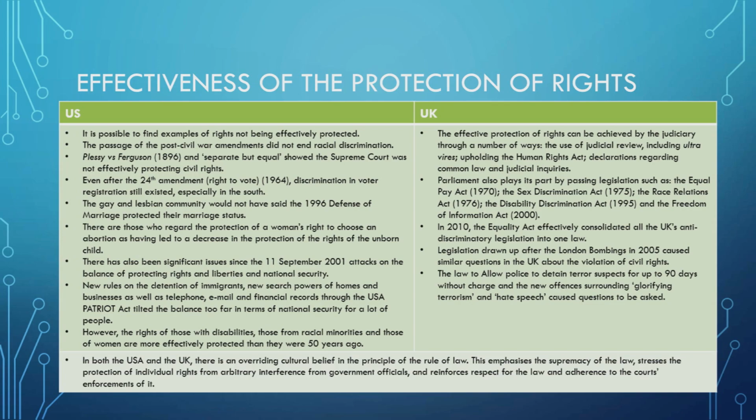In the UK, the protection of rights can be achieved by the judiciary through a number of ways. The use of judicial review, usually through ultra vires, also upholding the Human Rights Act, and declaring and regarding common law and judicial inquiries are all effective ways for the judiciary to protect civil rights in Britain. Parliament also plays a part as well. They pass legislation such as the Equal Pay Act in 1970, the Sex Discrimination Act in 1975, the Race Relations Act of 1976, the Disability Discrimination Act in 1995, and the Freedom of Information Act in 2000.